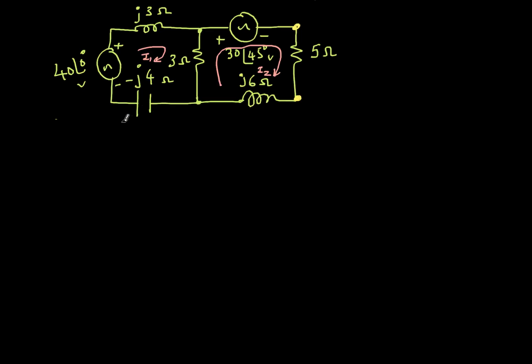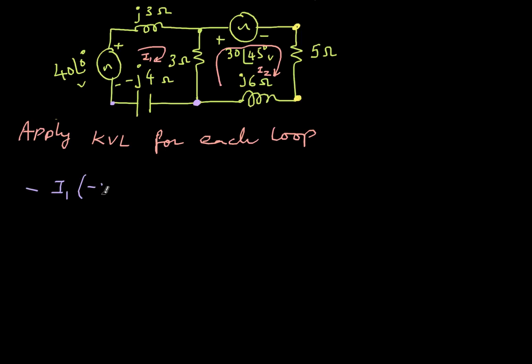So the next step is you apply Kirchhoff's voltage law, KVL, for each loop. So let's look at the first loop. Here, I start at this corner, and then from here I go up to this point. Since the current direction is I1, it is like this. The current flows from high voltage to lower voltage, so my potential will drop. So I should give a minus sign, minus I1 multiplied by minus j4. So this is the voltage drop from here to here.